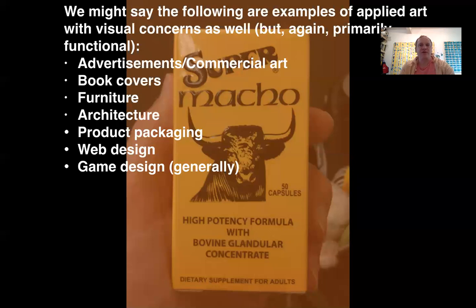And so we can say the following are examples of applied art with visual concerns. I have no idea what that product in the background is. I just think it's funny. But advertisements and commercial art, book covers, furniture, architecture, product packaging, web design, and in some ways game design. The primary purpose of games is usually for entertainment, but obviously there's aesthetic consideration. And then that crosses over into what are the purposes of art. In many works of art, the primary function arguably is a type of entertainment.